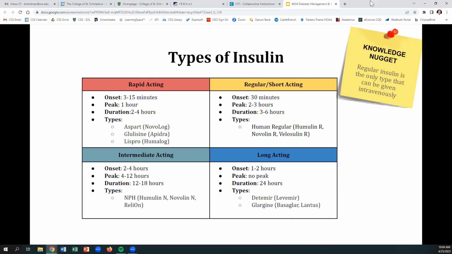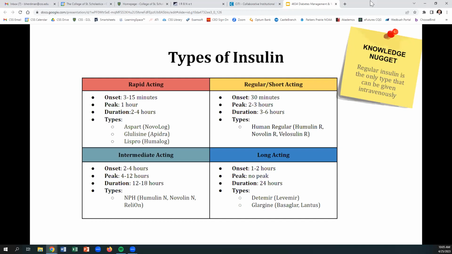Okay. And then finally, long-acting insulin. This onset is going to take hours, 1 to 2 hours. There really is no peak. I will show you what that looks like in a visual here on the next slide. The duration is up to a day, 24 hours. The names of insulin within this type could be insulin detemir, which is also known as Levemir, or insulin glargine, which is also known as Basaglar or Lantus. Okay.